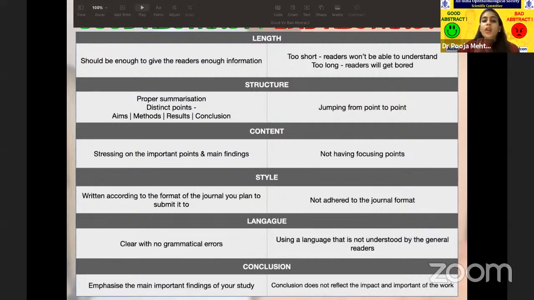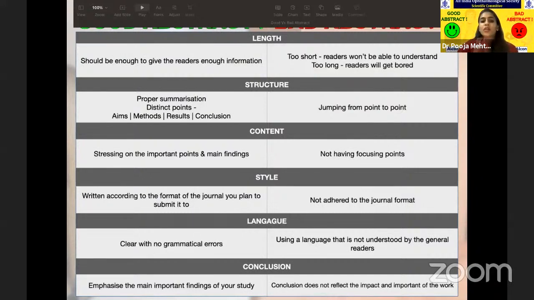It should be written according to the format of the journal you plan to submit it to. You should know which journal you're planning to submit it to, so that when you're sitting and making the abstract, you're not making a vague abstract and you're going according to the terms and conditions of the journal.